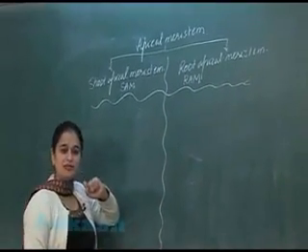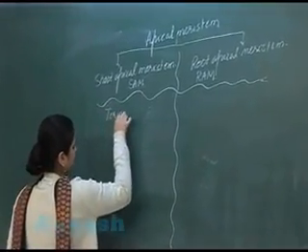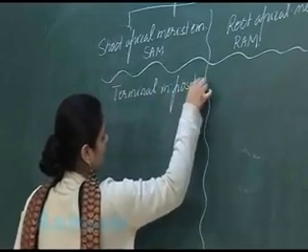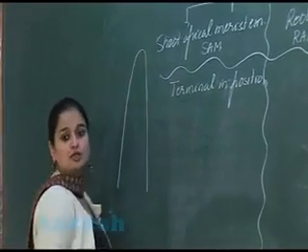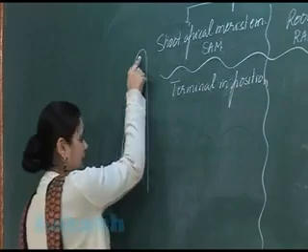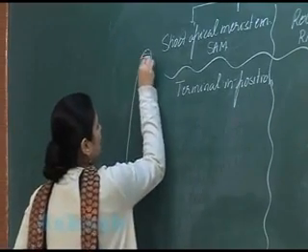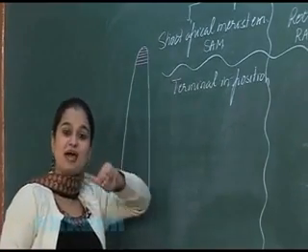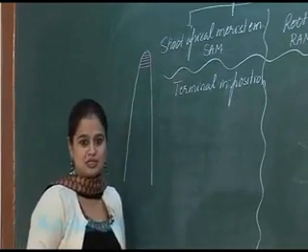Now the shoot apical meristem, it is terminal in position. जैसे ये मैंने अगर शूट बनाई है, yes this is shoot, तो at the tip, yes at the apex there is presence of shoot apical meristem. Yes, this is shoot apical meristem. So the shoot apical meristem is present at the apex. It is terminal in position.